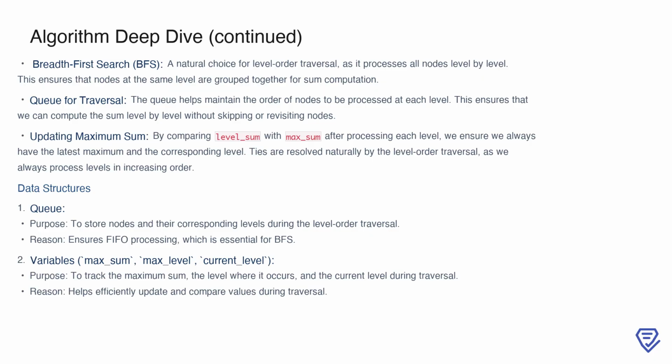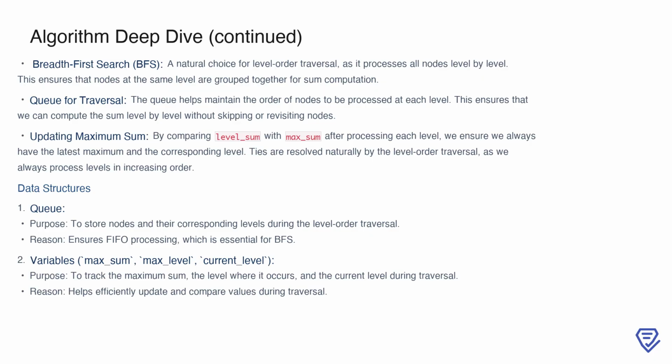By enqueuing children as we process their parent nodes, we ensure each level is handled in sequence. To update the maximum sum, we compare the sum of the current level, level_sum, with the running maximum, max_sum. If the new sum is greater, we update both max_sum and max_level. Importantly, ties are resolved inherently by the level order traversal since levels are processed in increasing order.